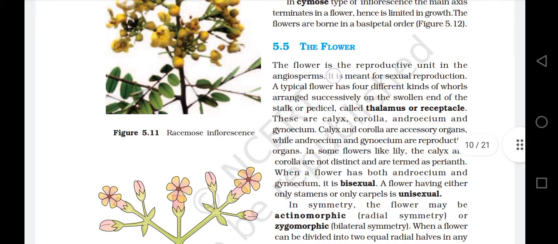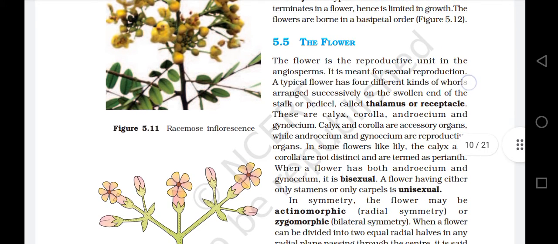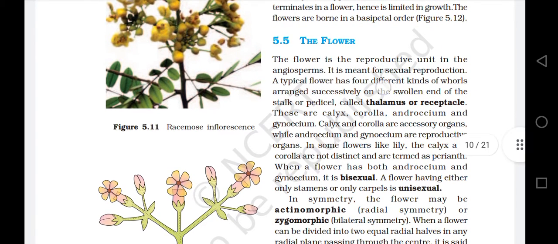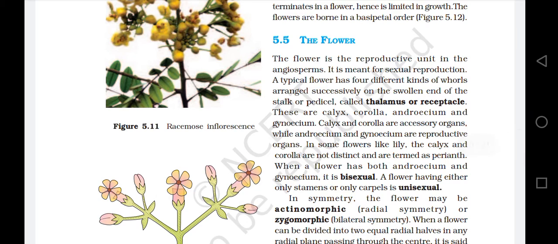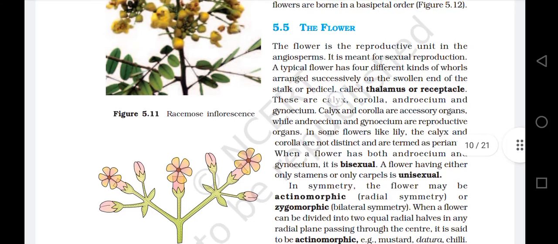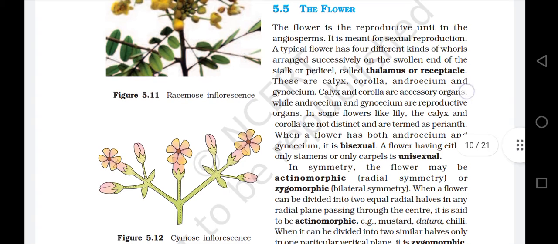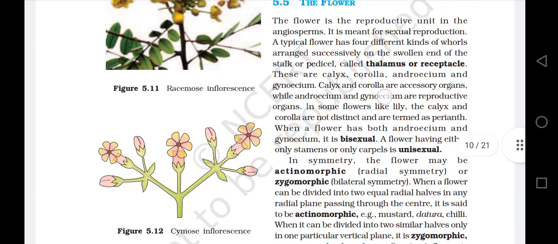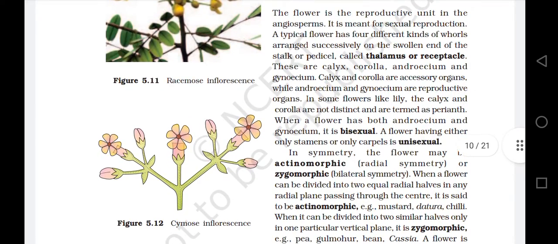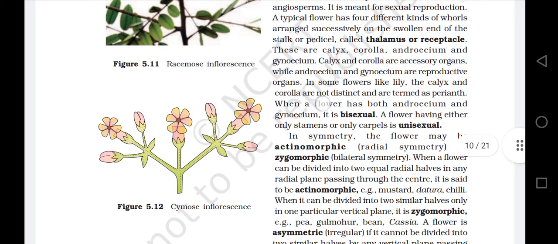5.5 The flower. The flower is the reproductive unit in the angiosperms. It is meant for sexual reproduction. A typical flower has four different kinds of whorls arranged successively on the swollen end of the stalk or pedicel, called thalamus or receptacle. These are calyx, corolla, androecium, and gynoecium. Calyx and corolla are accessory organs, while androecium and gynoecium are reproductive organs. In some flowers, like lily, the calyx and corolla are not distinct and are termed as perianth.